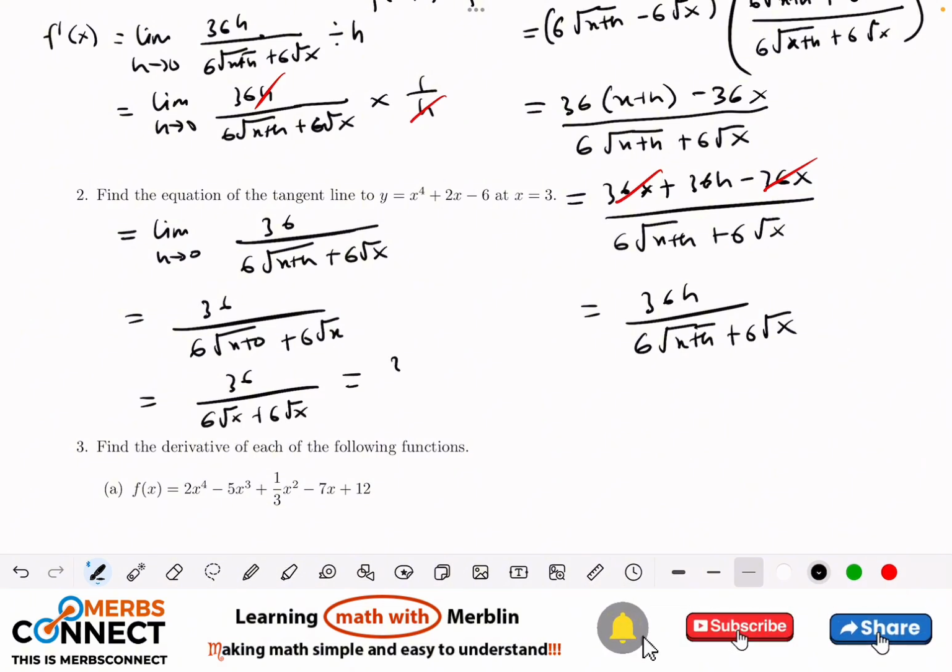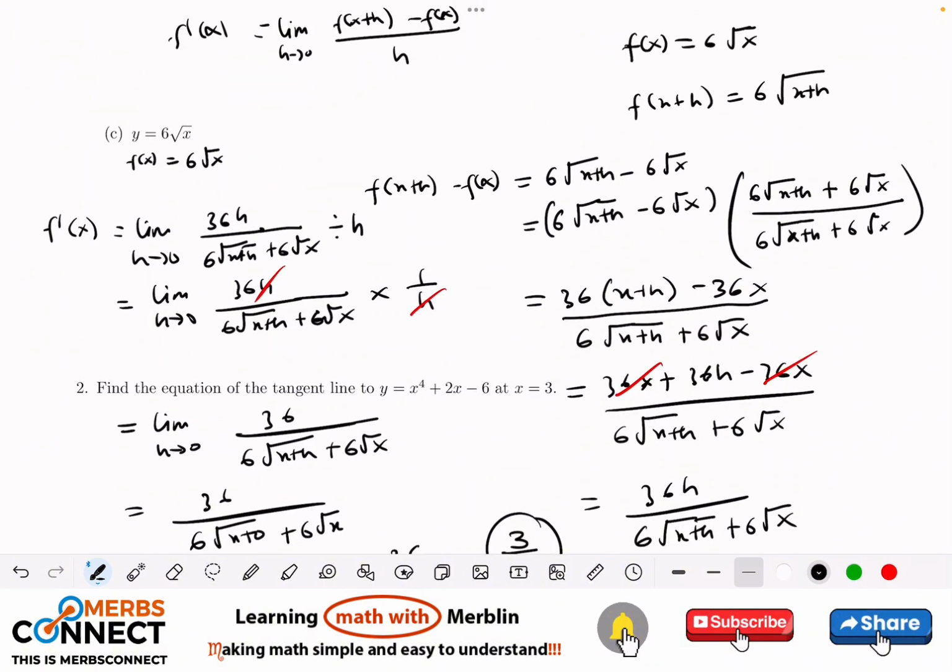This will be 36. Then 6 plus 6 will be 12. So I'm going to have 12 root of x. And then 12 goes into 36 how many times? 3, right? So I'm going to have 3 root of what? x. This will be the final result for this function right here.